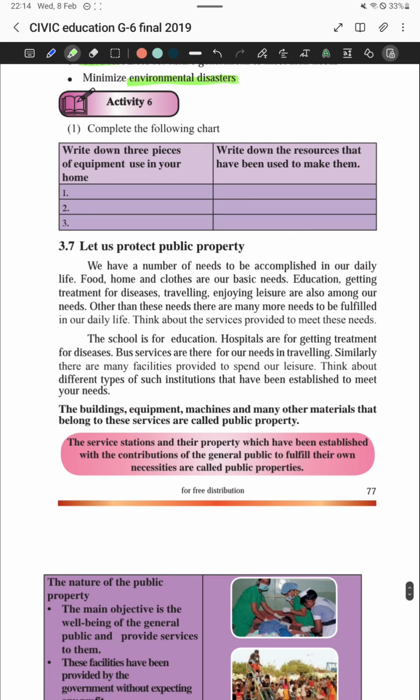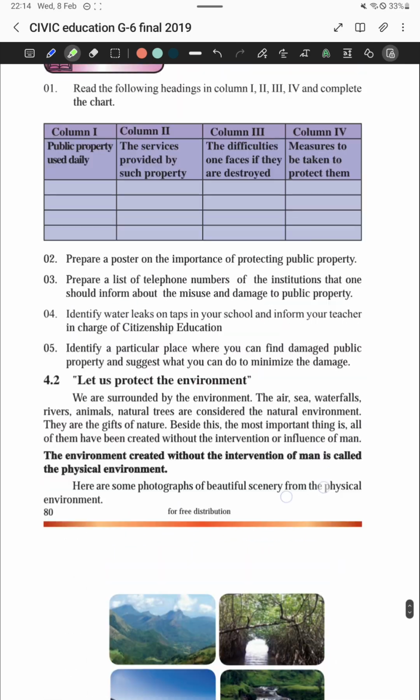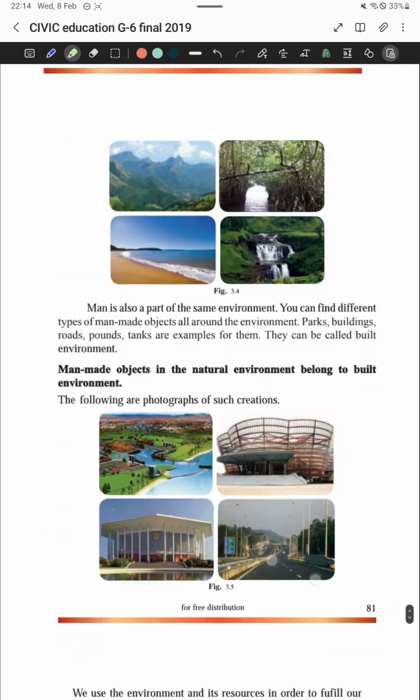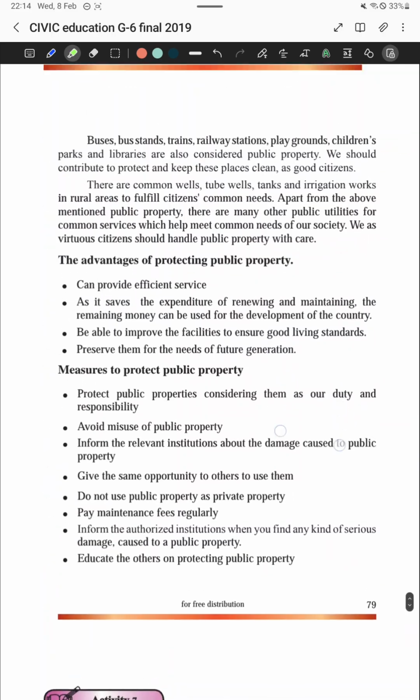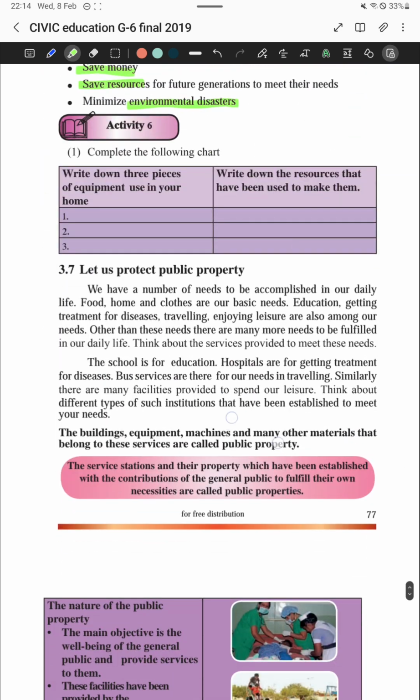So the activity is waiting for you, right? So you have to do it and send it to me, right? So I think this is the last chapter, or no, I think 4.2 is also there. 4.2 means the new lesson, right? So I think we can come to the end of this session.